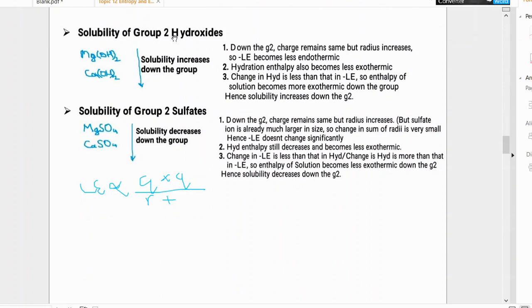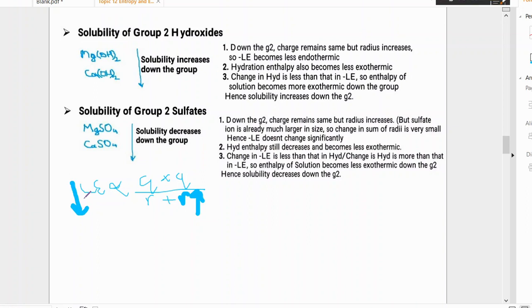Solubility of group 2 hydroxides. So down the group, charge remains the same, obviously, because they are all group 2. So they all have 2 plus charge. But ionic radius increases. So if ionic radius increases, then the sum of ionic radii increases and lattice energy becomes less exothermic.